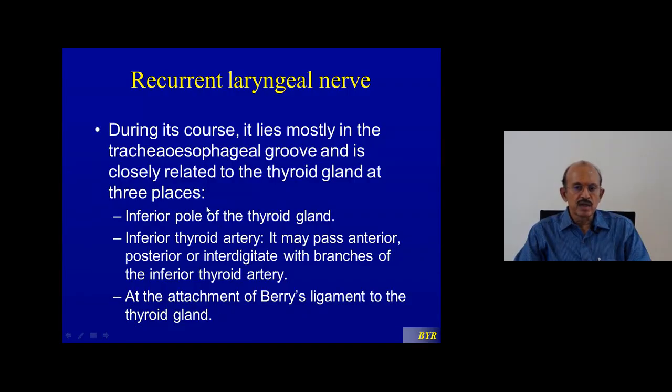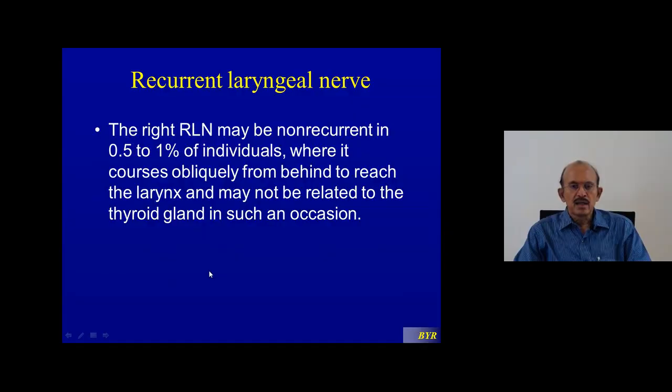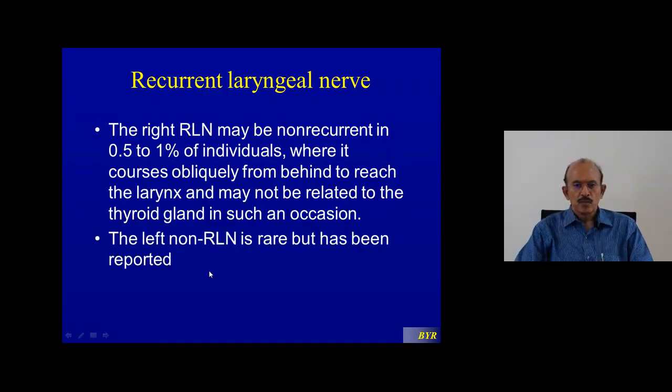This is important for us because during surgery of the thyroid gland, this nerve is at danger at these three places. You must be careful at these three places. The right recurrent laryngeal nerve may be non-recurrent in 0.5 to 1% of individuals, where it courses obliquely from behind to reach the larynx and may not be related to the thyroid gland on such an occasion. The left non-recurrent nerve is rare but has been reported.